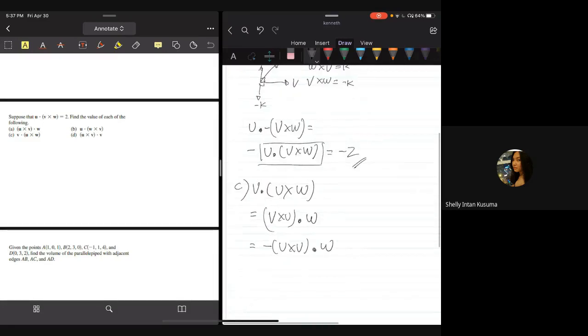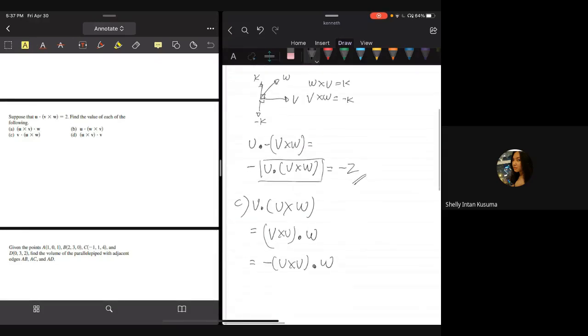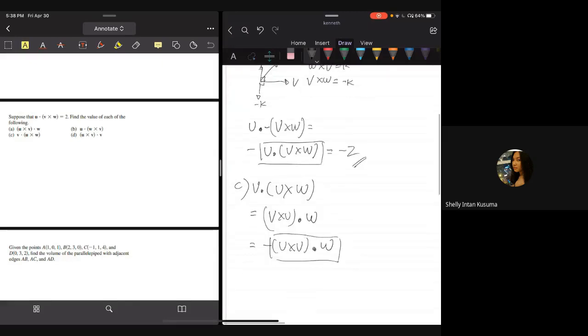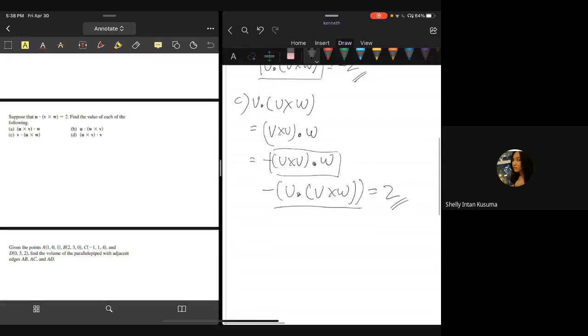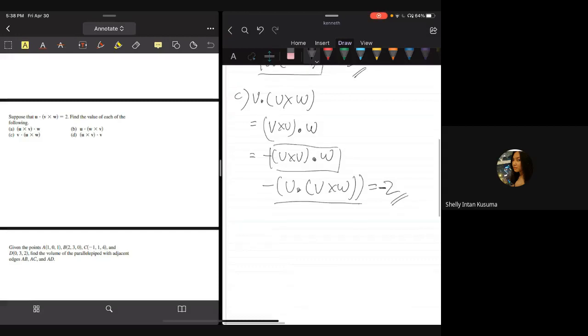And this one is just the original version again, right, from this one A, and you can just switch it again with a minus, u dot v cross w. This one is similar to the original one, and you can get, oh sorry, minus 2 here.